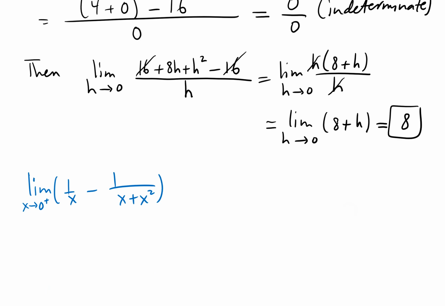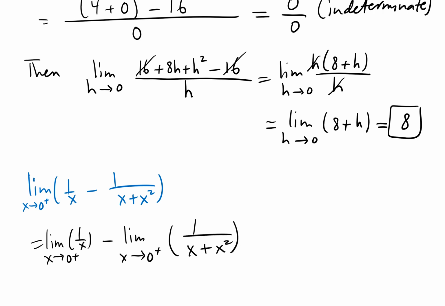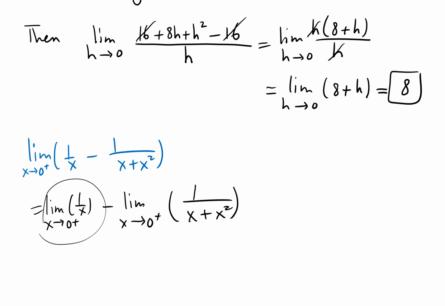So now in this example, there's a lot of things to learn here. The first thing is if you pass the limit to each one of them, so limit of 1 over x as x approaches 0 plus minus limit as x approaches 0 plus 1 over x plus x squared. What do we do for this one? How do we get this one? What is 1 over 0 plus? We don't know what that is, but you take that function, the 1 over x, and you graph it. Always when you pass the limit and there's a number on the top and 0 in the denominator, graph it. So we graph 1 over x.